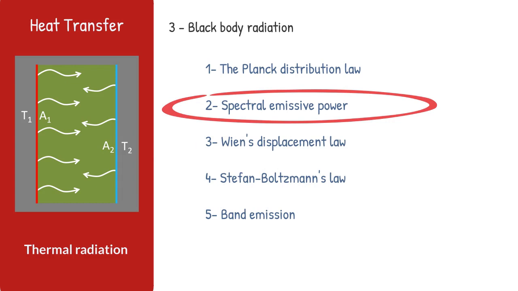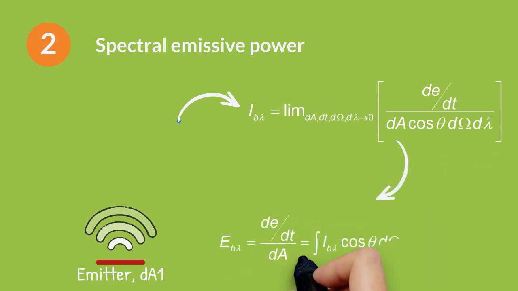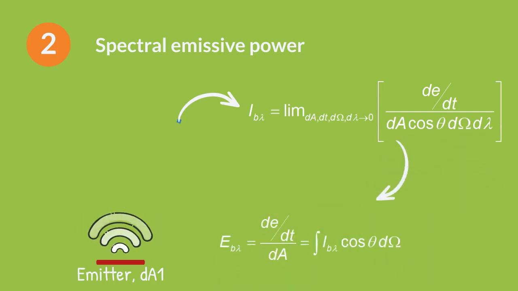Spectral emissive power. Let us move back to the definition of radiation intensity. Energy per unit of time that is received at a point in space from a black body per unit of projected area of the emitter and unit of receiver solid angle with respect to the emitter. The spectral emissive power of a blackbody can be found by integrating the radiation intensity multiplied by the cosine of theta and solid angle differential.